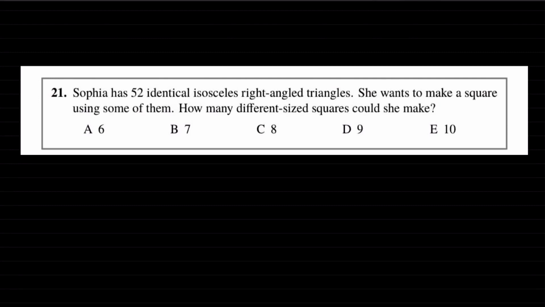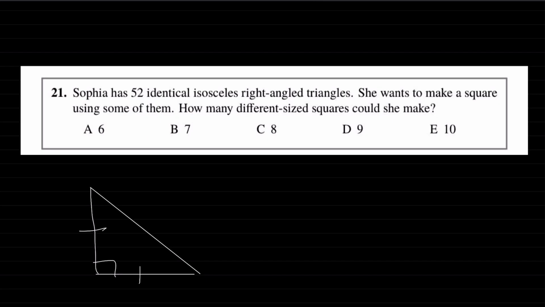Let's take a look at this question. So the question reads, Sophia has 52 identical isosceles right-angled triangles. So an isosceles right-angled triangle, something like this maybe. She wants to make a square using some of them. How many different sized squares could she make? 6, 7, 8, 9, or 10?